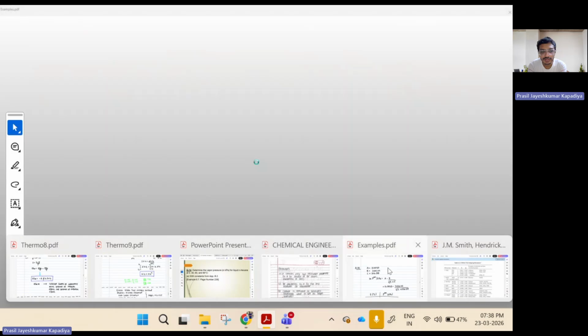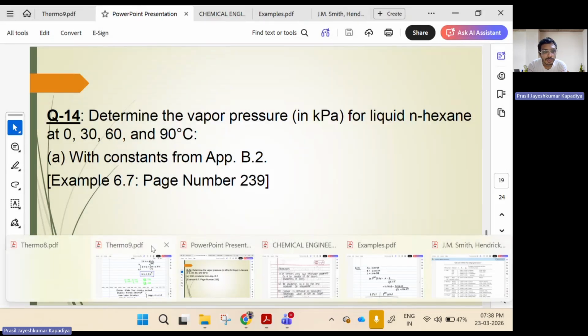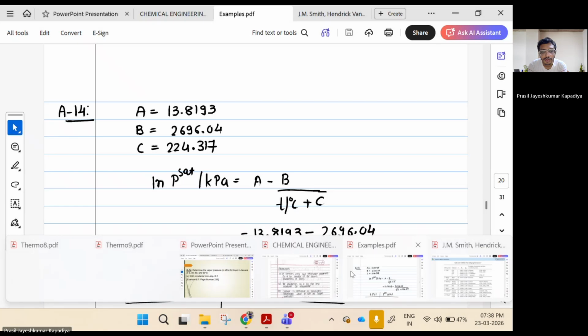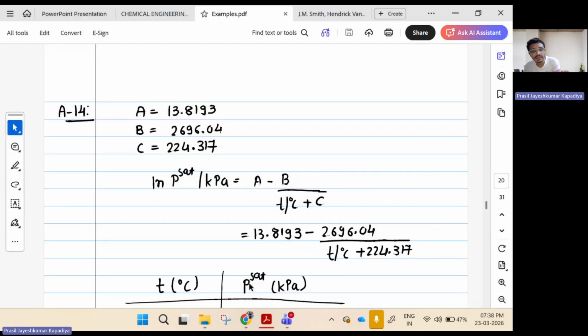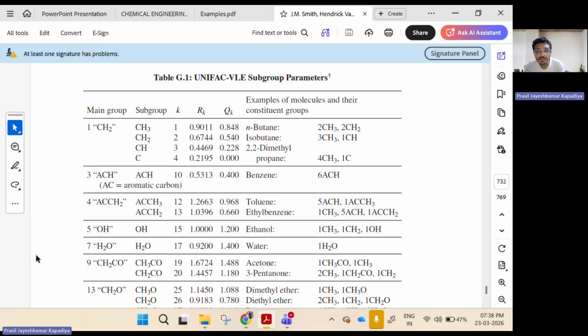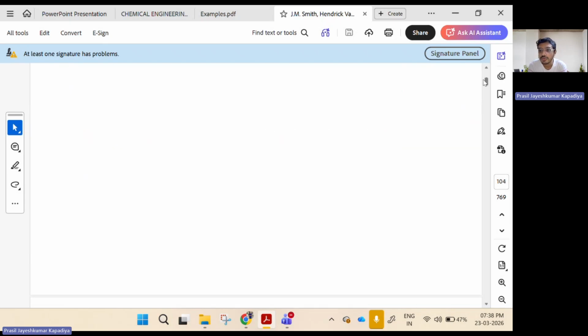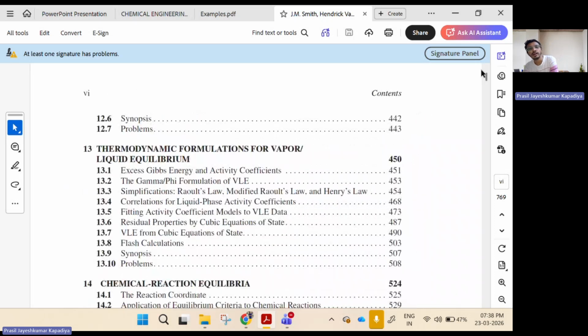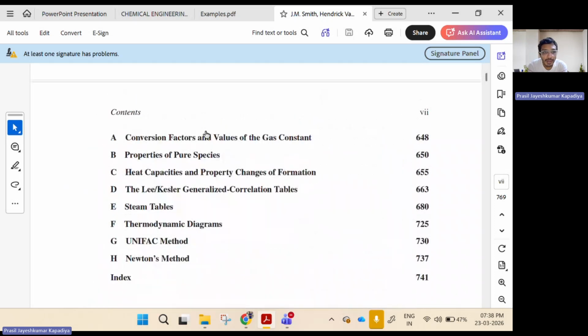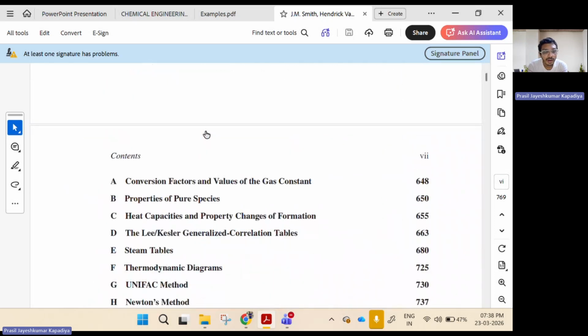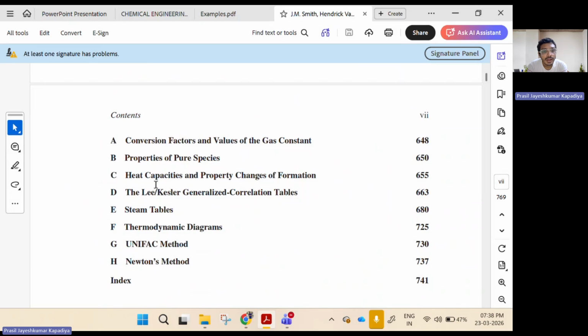This was some classes ago. I'm closing these slides, they are not required. So we had this equation. Let's try to have a look at this table. In this Smith Van Ness book, some tables are available in the appendix. If you see here in the index, you can see the whole appendix, A, B, C, D, and all. So I need to find out these properties of pure species.